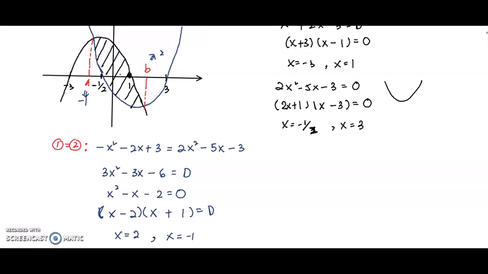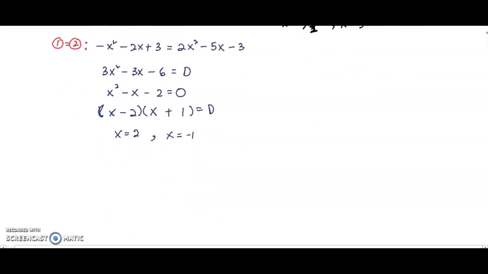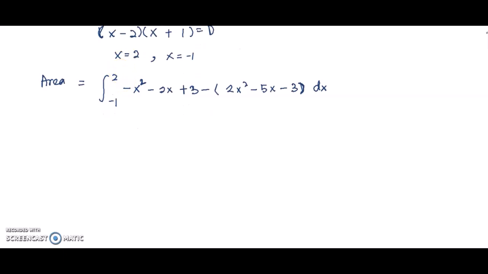Okay, so to find the area of this shaded region, we can integrate from negative 1 to 2, taking the upper function, which is the black one, minus the lower function, which I have sketched with the blue pen, and you integrate with respect to x. Alright, so I have this. The first function is the curve which has the maximum point, and this is the curve having the minimum point. I use the upper function minus the lower function.